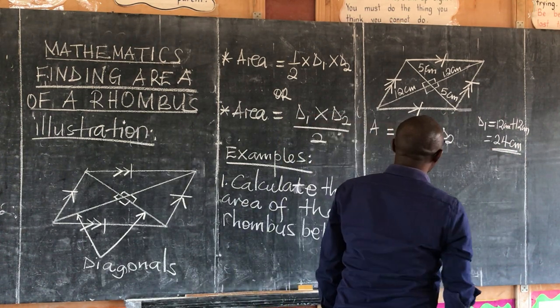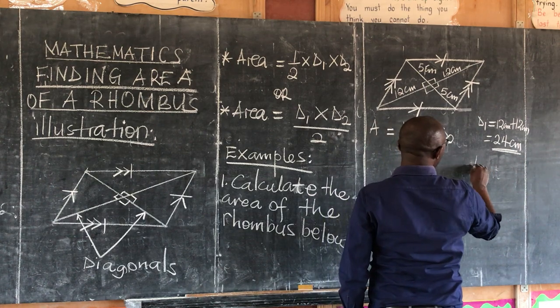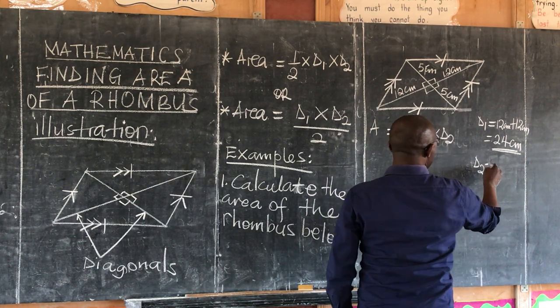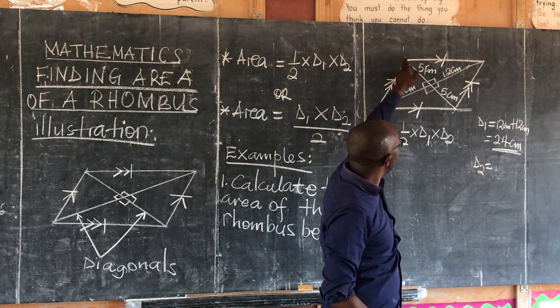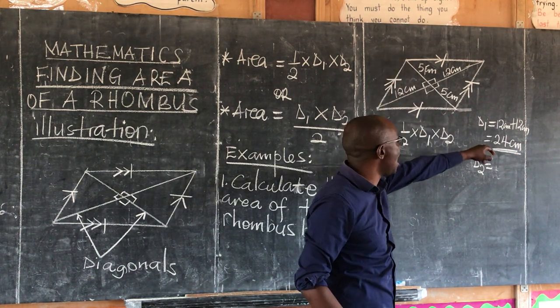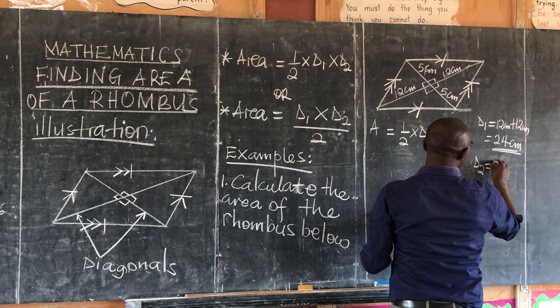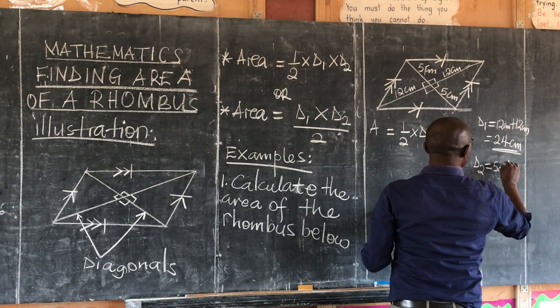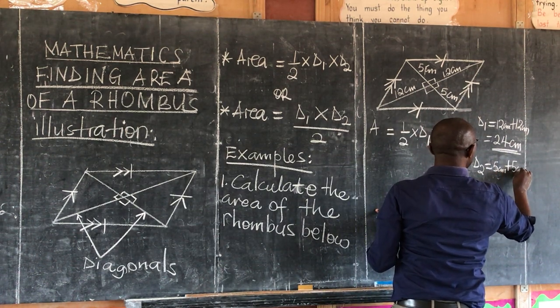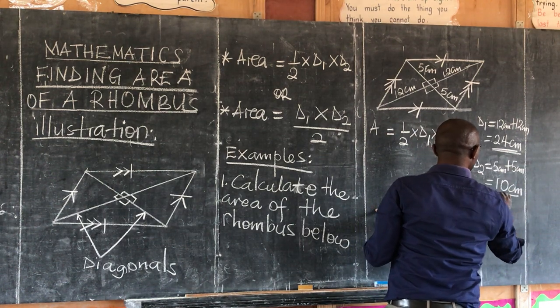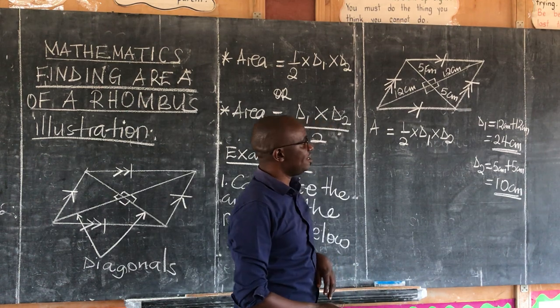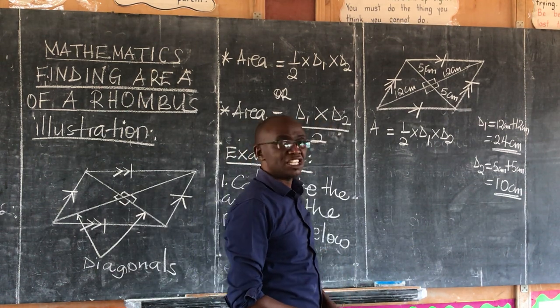Now, how about diagonal 2? You need to find the length of diagonal 2 as well. Diagonal 2 is 5 centimeters plus 5 centimeters, which is equal to 10 centimeters. So the length of diagonal 2 is 10 centimeters.